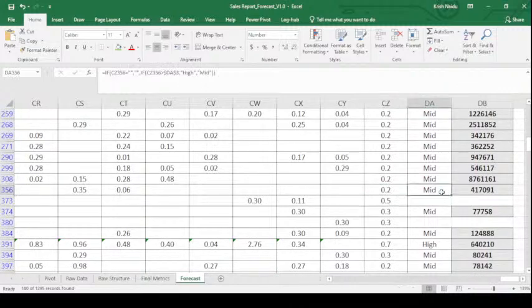Look at here, 0.5. This 0.5 is going to give us a high error. 0.3 is mild.